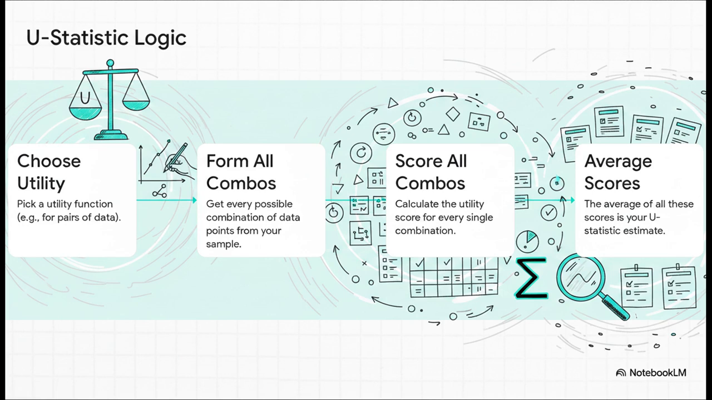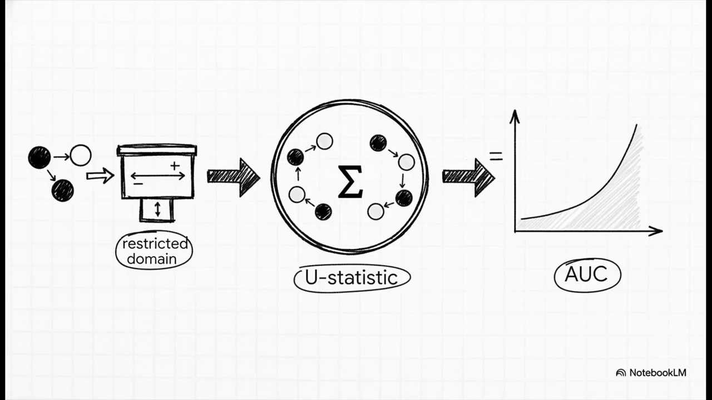To get the most stable, most reliable estimate you possibly can, you don't just apply your utility function to your data once. No, you apply it to every single possible combination of data points in your sample. By averaging across all of these combinations, you essentially cancel out all the random noise, and you're left with the clearest possible signal of your model's true performance. And this brings us to the big payoff.